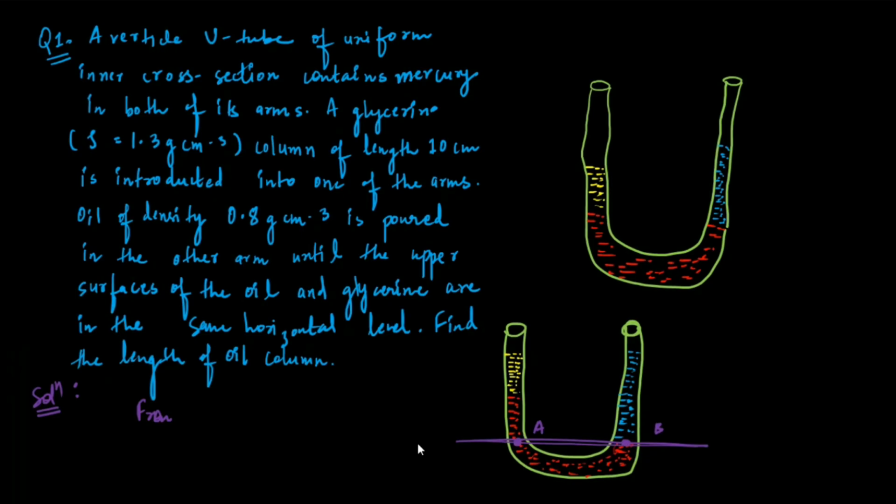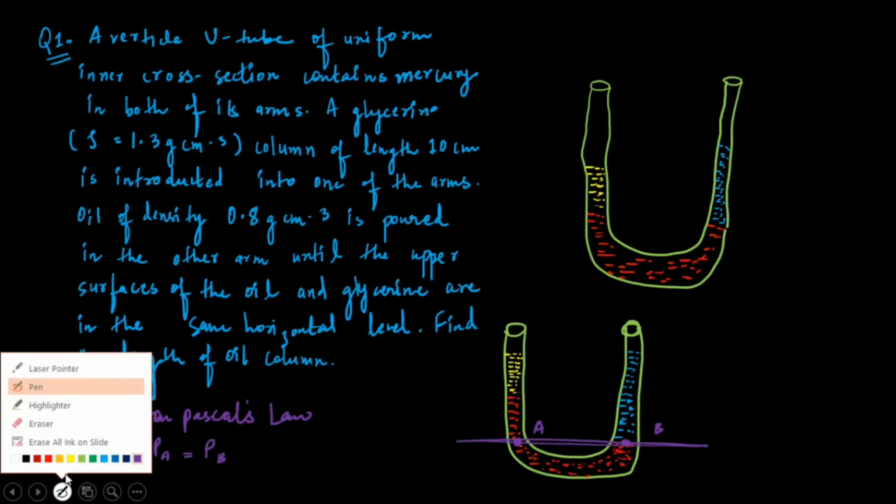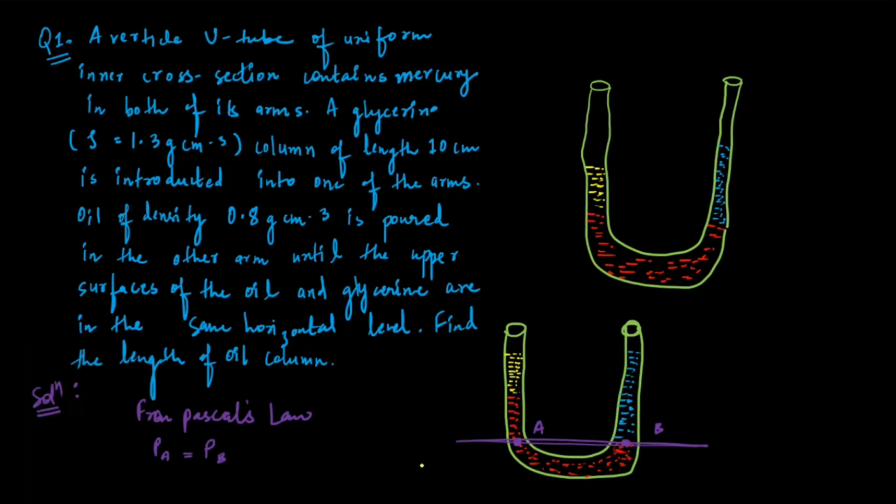So we'll simply write from Pascal's law, pressure at point A must be equal to pressure at point B. Now, if you have to find the pressure at point B, what can you write? First of all, it is easier to find the pressure for the point.